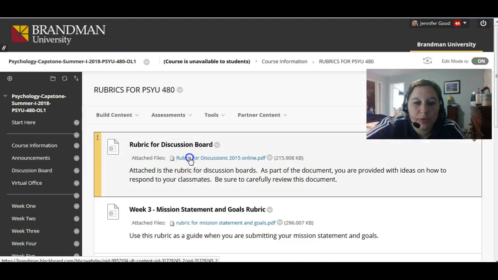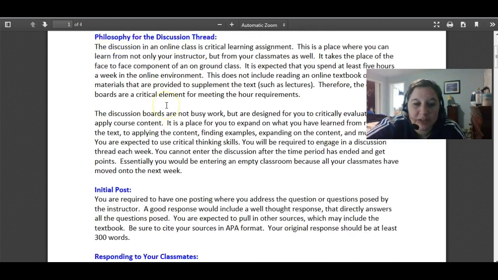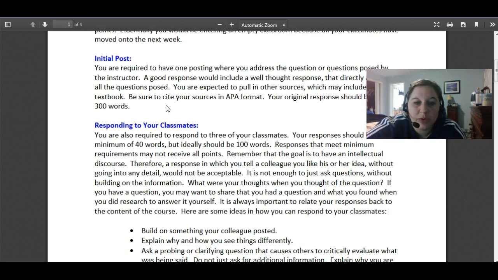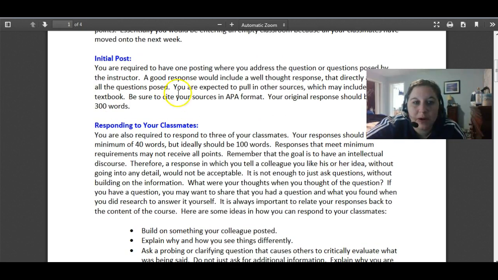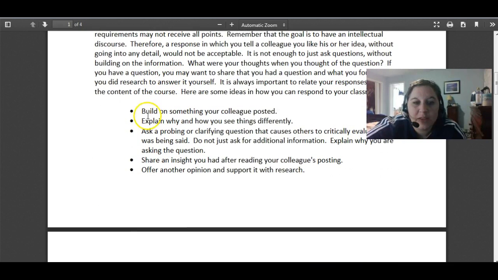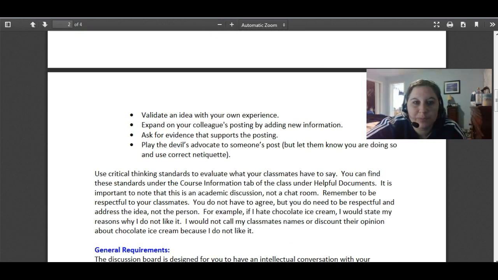Click on discussion board rubric, and you'll be able to see the expectations for this course in order to work on getting the maximum points. There's a whole paragraph about your initial post, and some different bullet points about what you can do to make a substantial response post to your peers. So make sure you look at that.